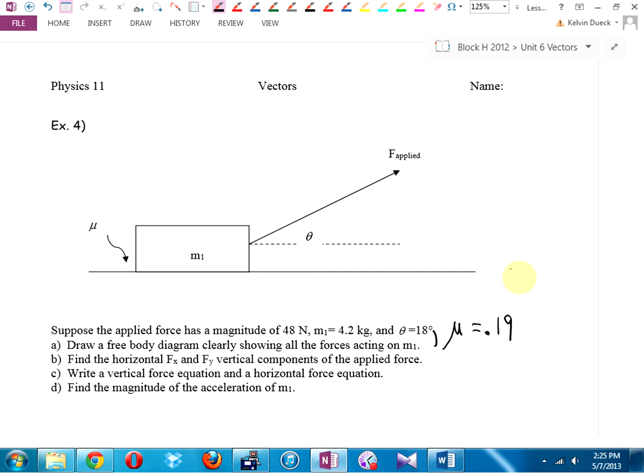Because Nick, the key of this lesson, what I'm trying to teach you for the applications is, if they give you something slanty, don't deal with it slanty. Break it up into its components. Way nicer math. Nick, what does C want me to find? Vertical force equation and horizontal force. The vertical would be gravity down equals normal force up plus Fy. Horizontal would be Fx minus friction equals Ma. What does D want me to find, Maddie?